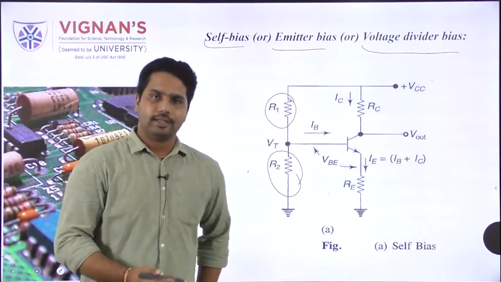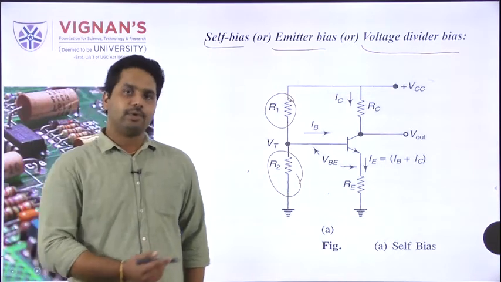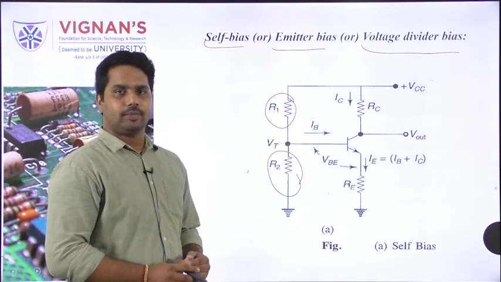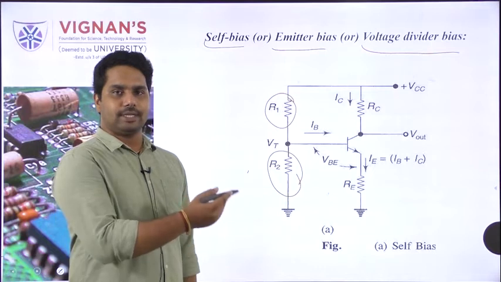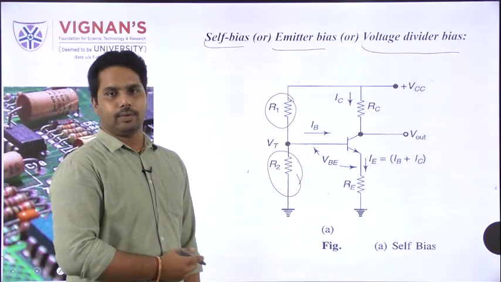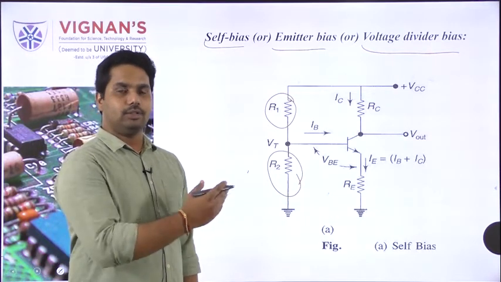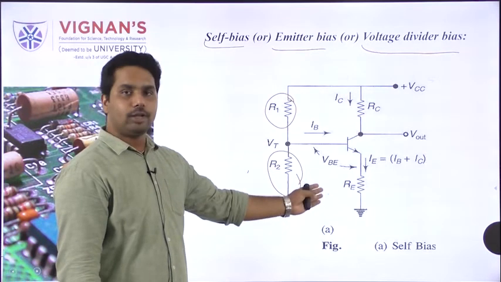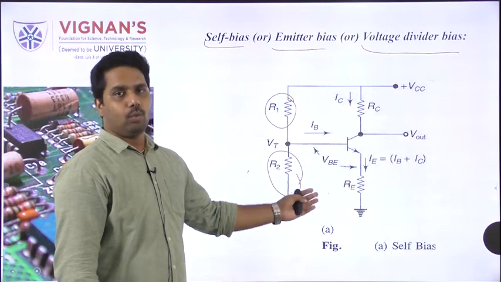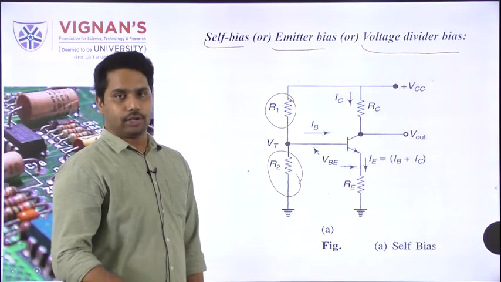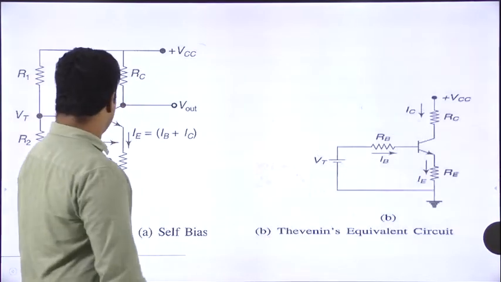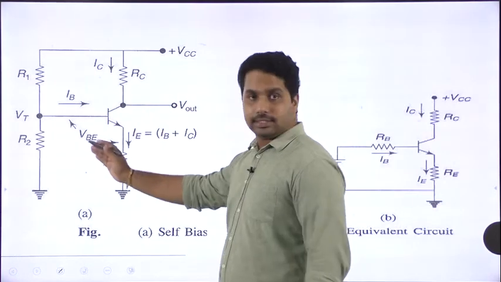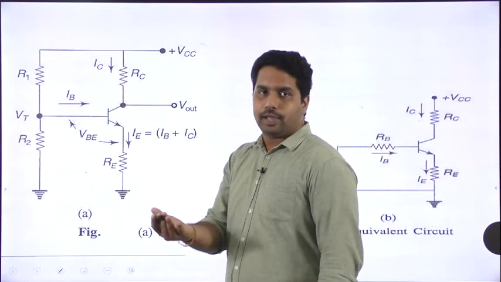In network theory, I think in your first year itself, we have learned the network theory subject. So you will have some experience on how to represent a circuit as a Thevenin equivalent circuit or a Norton equivalent circuit. In this case, I am going to represent this voltage divider biasing circuit with its Thevenin equivalent circuit. You can see here, this is our circuit. If our circuit is represented like this, you know the procedure. Now what do we have to find?